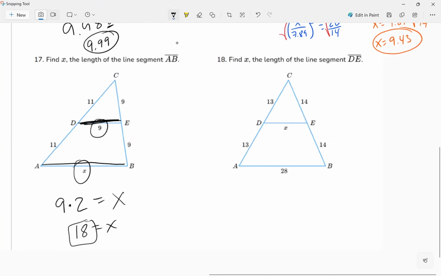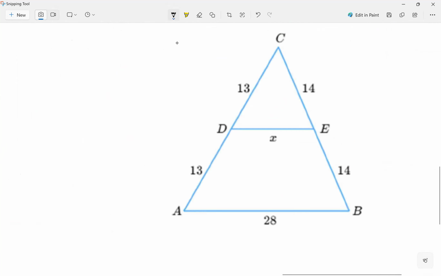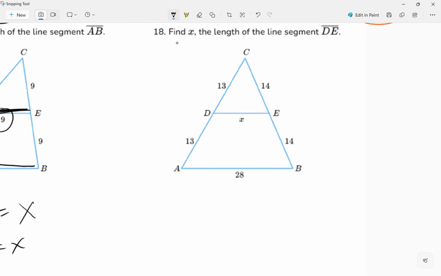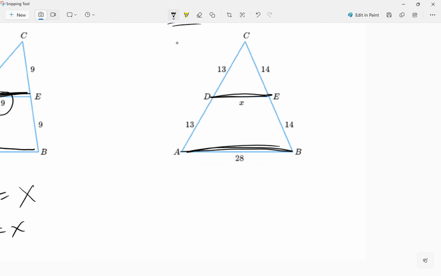Let's do this trick right here for question number 18. The assignment for today is going to be simple. Find X, which is the length of the line segment DE. This one right here. Okay. I know these two sides right here are parallel. So remember what I did earlier: the small measurement times 2 is equal to 28, because it's equal to the big side. The small segment times 2 is equal to the big side.